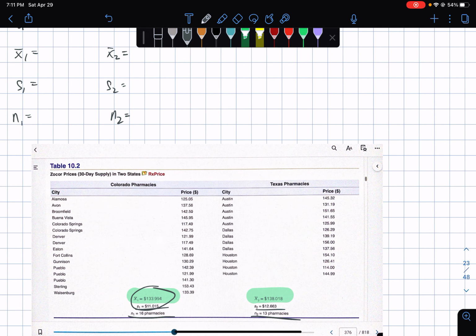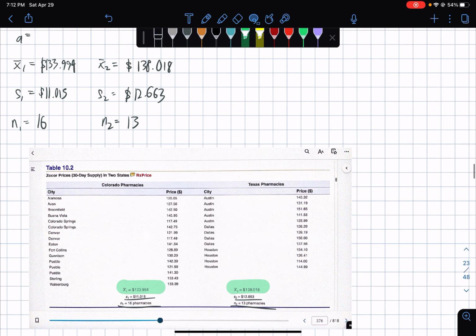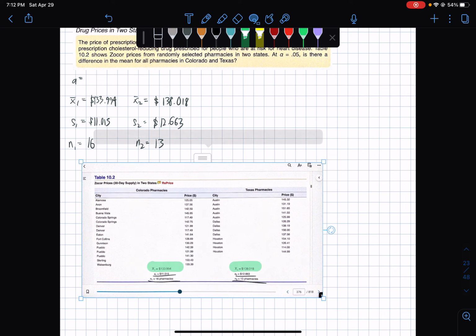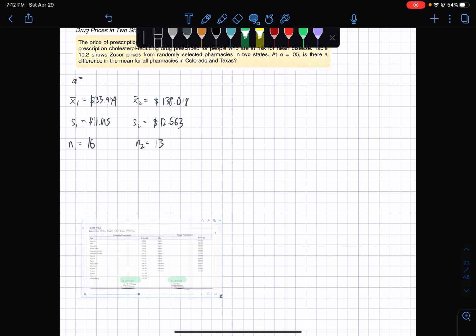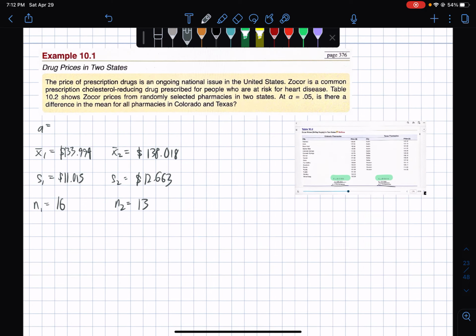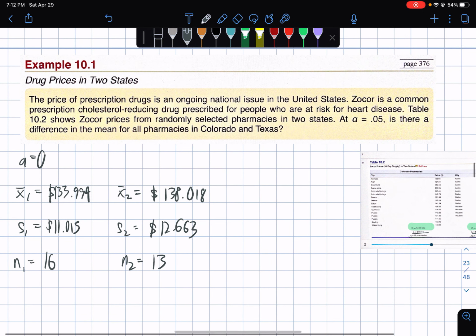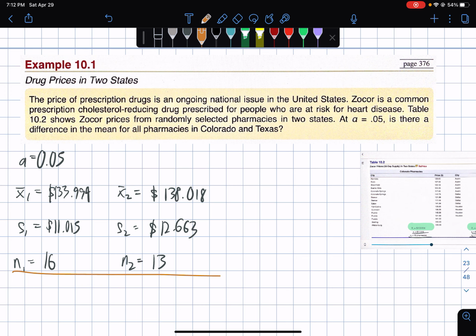For x bar 1, we have 133.994. For x bar 2, we have 138.018. For S1, we have 11.015. S2, we have 12.663. N1, we have 16 pharmacies. N2, we have 13 pharmacies. So we'll make this table small because our solution will be a lot, as in a lot. So these are everything that you're given.